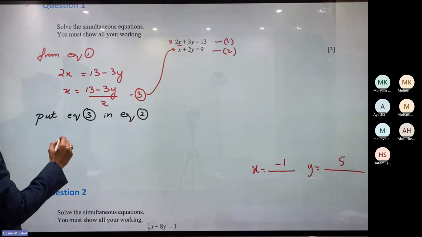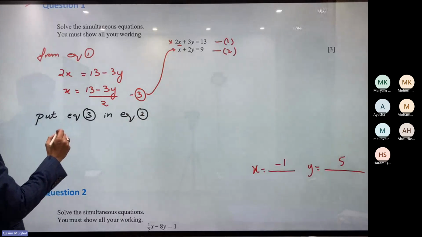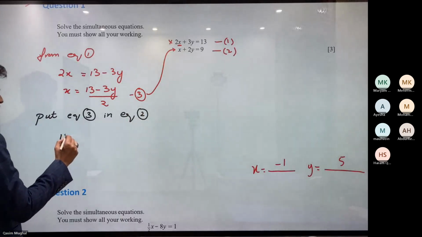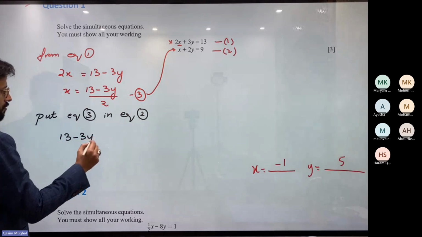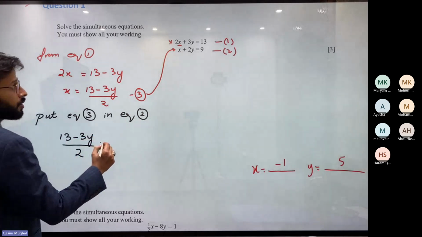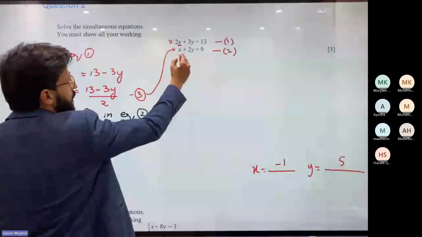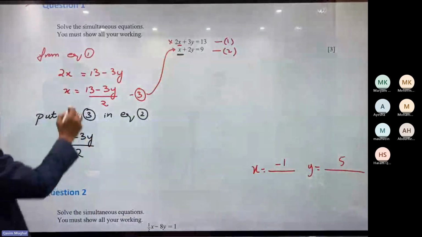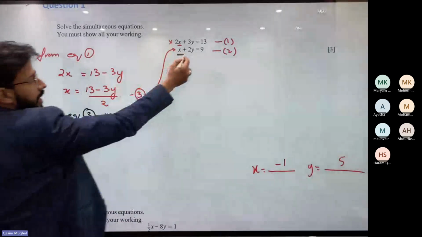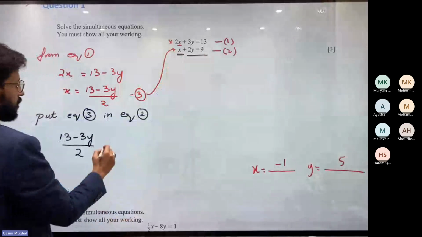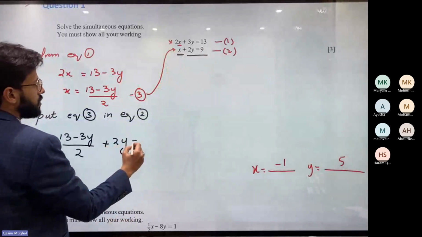Okay. तो equation 2 में x की जगह मैं क्या पुट करूंगा बेटा? x की वैल्यू क्या है? 13 minus 3y over 2. ठीक हो गया? ये आ गया आपके पास x की जगह 13 minus 3y over 2 because this is the value of x. आगे बाकी सारी चीजें यहाँ से आ जाएगी. Plus 2y is equals to 9.